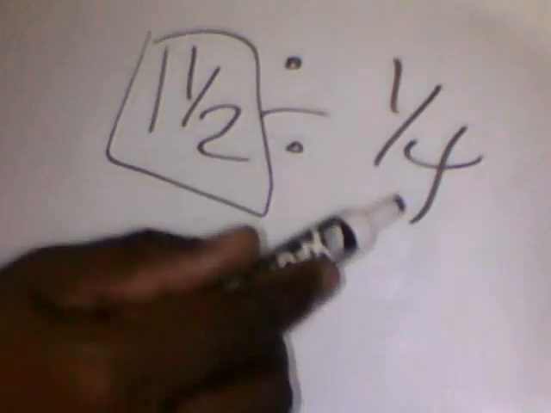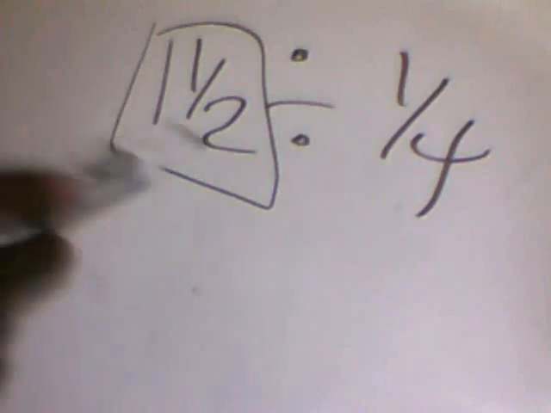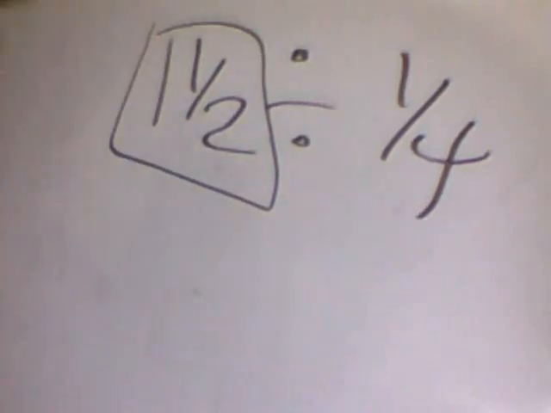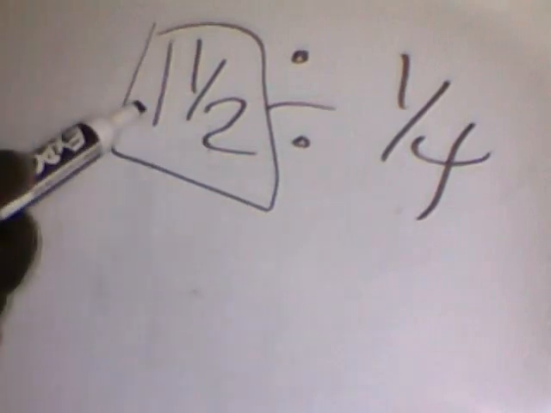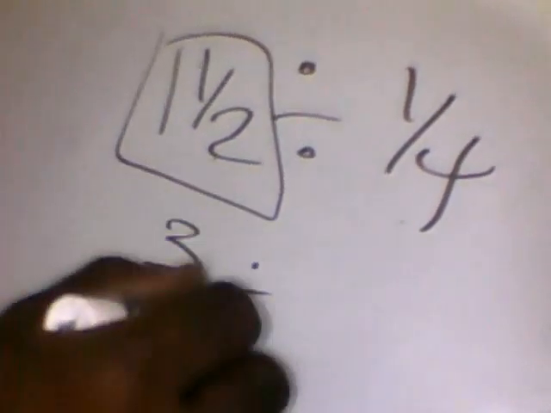Okay, I'm going to show you how to divide fractions now. So we'll be using 1 and 1/2 divided by 1/4. Now if you note, we have a mixed fraction and then a proper fraction. The first thing to do, if you have a mixed fraction, is to convert the mixed fraction to an improper fraction. So 2 ones, 2 plus 1 is 3. So 3 halves divided by 1/4.